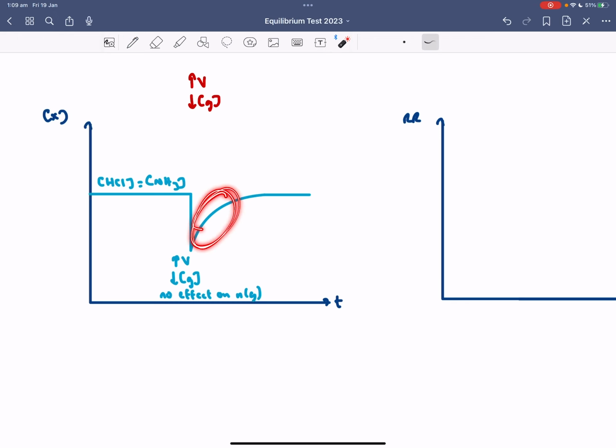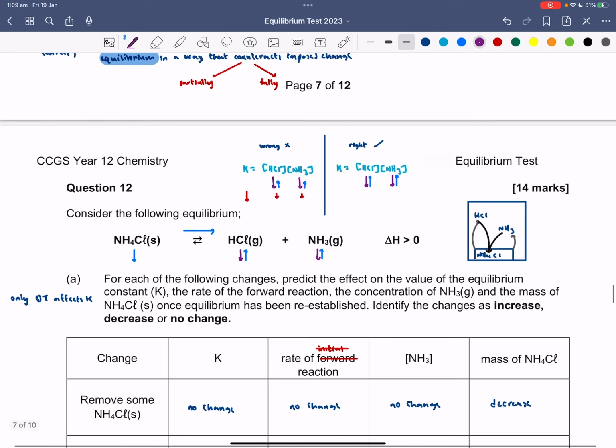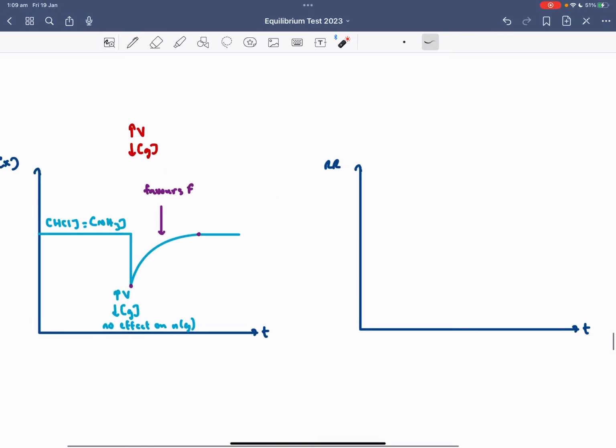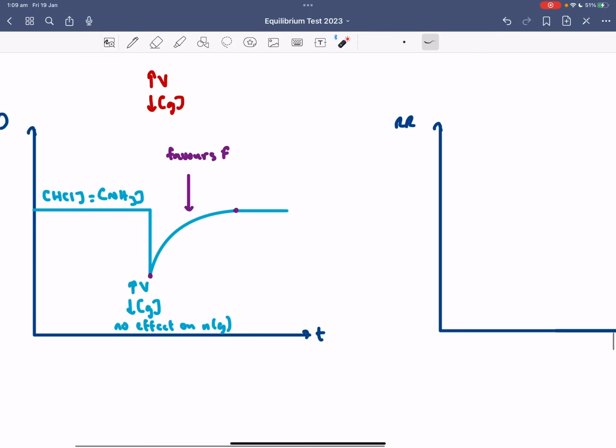Then what happened over here? What is happening in this section over here? From this point here to this point here, what is it doing? It favors the forward reaction. We are favoring the forward reaction. Both of these dropped, so we favored the forward reaction in order for the HCl and the NH3 to come back up. It just so happened to be that they came back up to their original concentration.